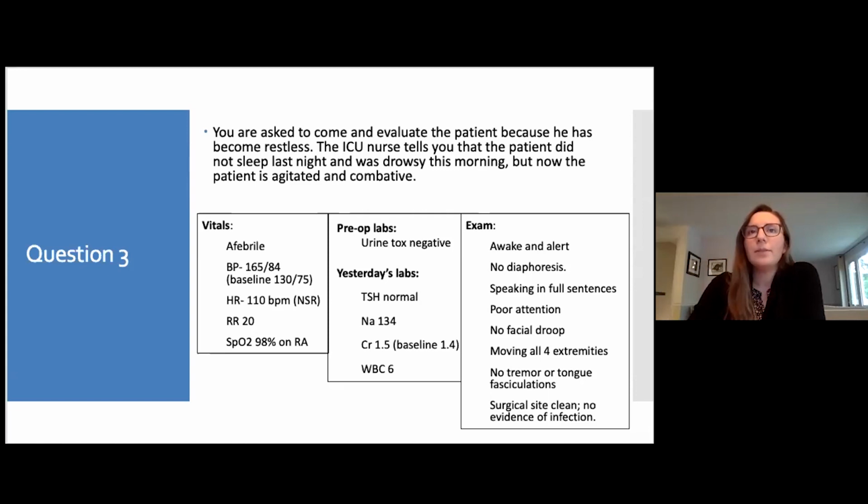You review his labs. He had a urine tox before his operation that was negative. And yesterday, he had a TSH that was normal, a sodium that was normal, a creatinine that was mildly elevated from his baseline, and a normal white blood cell count. On exam, he's awake and alert. He's not diaphoretic. He's speaking in full sentences. He doesn't have very good attention. You don't notice any facial droop. He's moving all 4 of his extremities. He doesn't have a tremor or tongue fasciculation, and he has a clean surgical site.